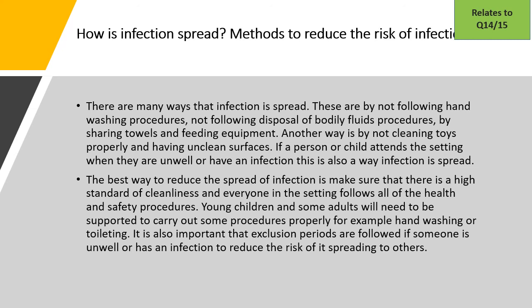The best way to reduce the spread of infection is to make sure there is a high standard of cleanliness and everyone in the setting follows all the health and safety procedures that are in place to make sure the cleanliness is there. Young children and some adults will need to be supported to carry out some procedures properly. So for example, hand washing or toileting, it's really important you remind a child to wash their hands when they've been to the toilet, and also show them how to wash their hands properly as well.